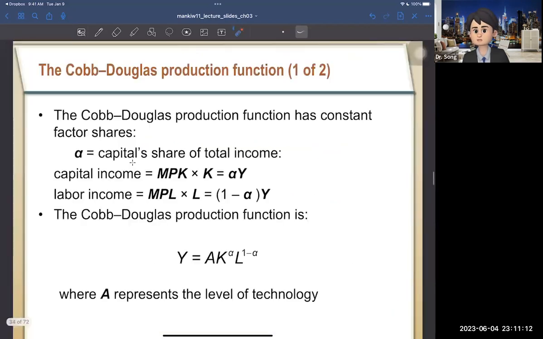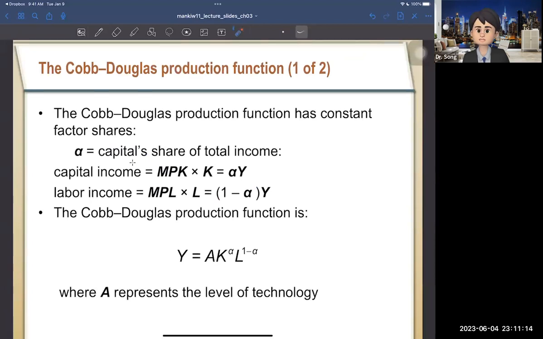Well, there are two guys. One is an economist and the other one is a mathematician. They got together and came up with this Cobb-Douglas production function, which captures the real world very well. Basically the form is the following: Y equals a technology A times K to the power of alpha, L to the power of 1 minus alpha. And here, capital income is MPK, marginal product of capital, times K, and that is the same as alpha.